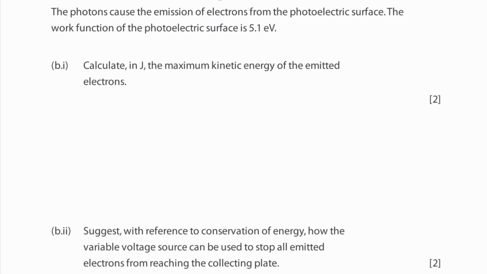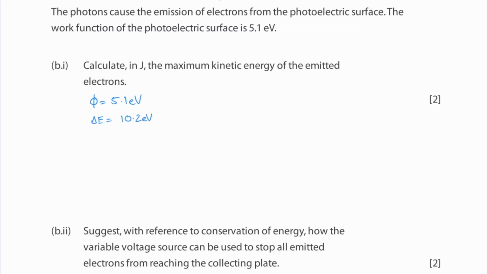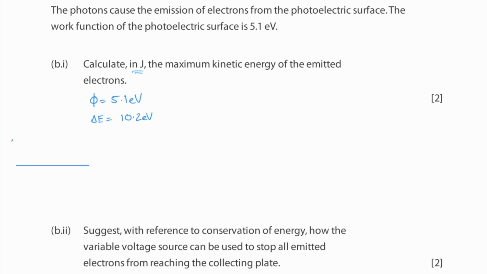The photons cause the emission of electrons from the photoelectric surface. The work function of the photoelectric surface is 5.1 electron volts. So we're now looking at the photoelectric effect, and we know the work function is 5.1. We know that the photon has energy of 10.2 electron volts. Calculate in joules the maximum kinetic energy of the emitted electron. I just want to draw a diagram here. Okay, we're going to have an incoming UV photon, and that's got energy of 10.2 electron volts.